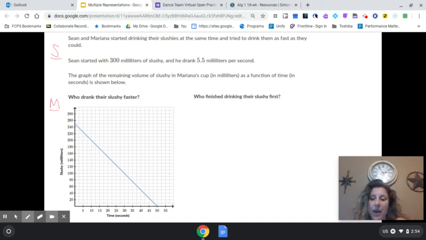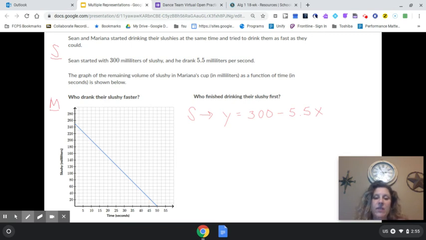So I'm going to go ahead and write an equation for both of these functions. So for Sean, it says that he started with 300 milliliters of slushy, and he's drinking, so the amount's going to decrease at 5.5 milliliters per second. So that's what his function would look like. Y equals 300 minus 5.5x.